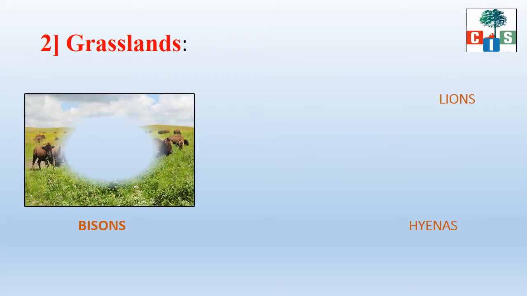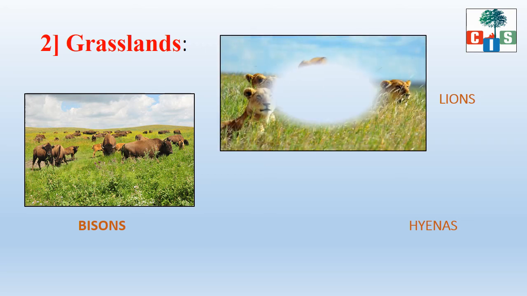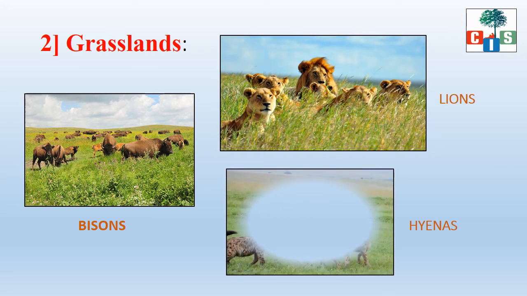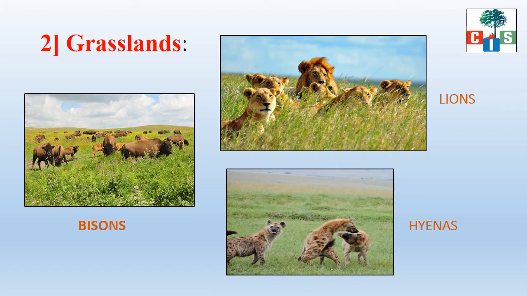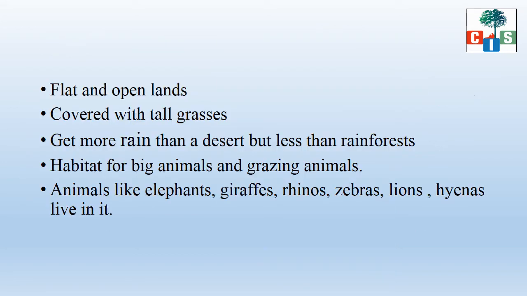Grasslands. Here are the beautiful pictures of some animals who live in the grasslands. Scholars, you can see here the pictures of bisons, lions and hyenas, and just see their surroundings. They are on the ground which is full of grasses, and hence the name grasslands. So what are the grasslands? Grasslands are flat and open lands, and these lands are covered with tall grasses. These grasses are as tall as you and even more than your height.